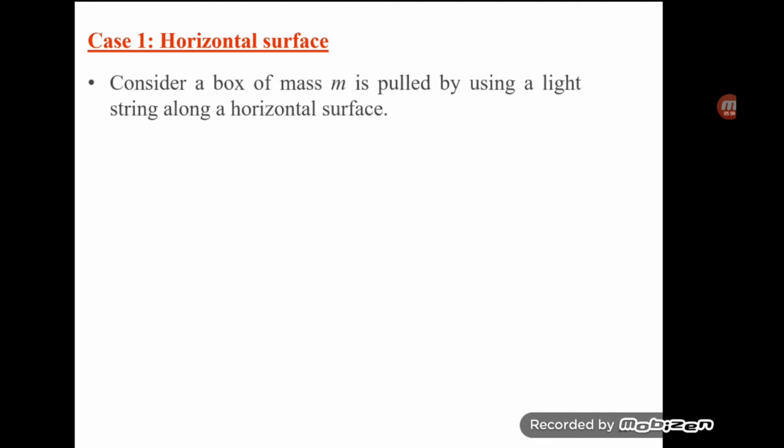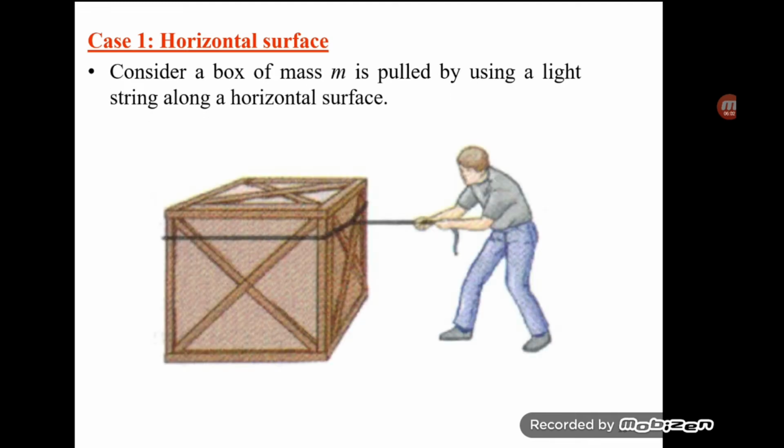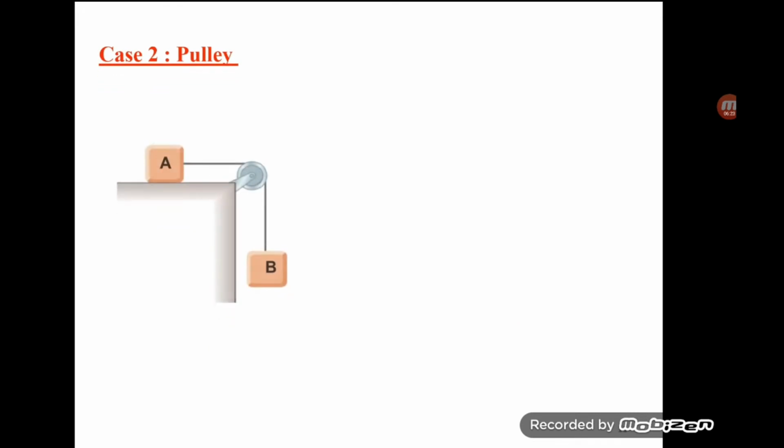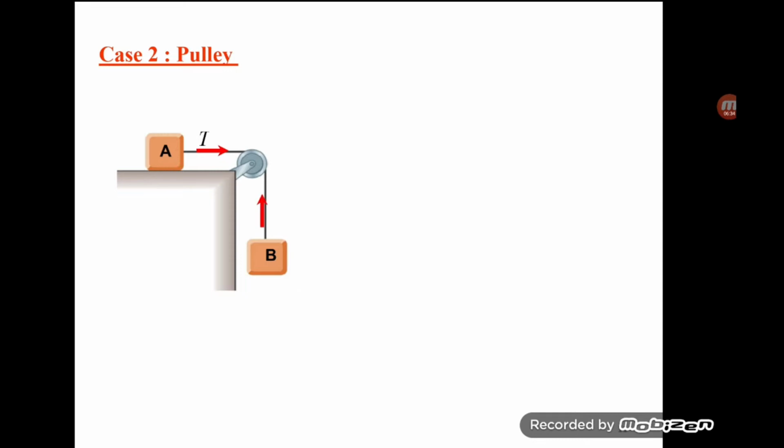Case 1, horizontal surface. The man pulled the box with a rope. The rope experiences tension. The direction of tension is away from the object. Case 2, pulley. So we have tension T1 from object A, and we have tension away from object B.